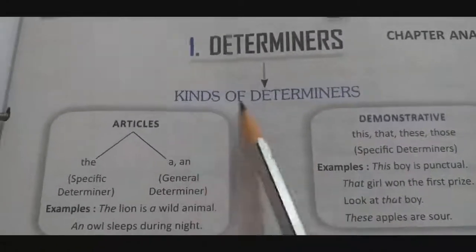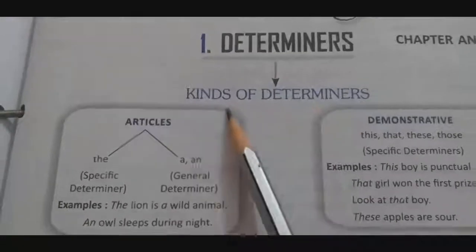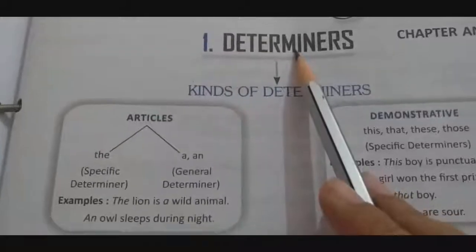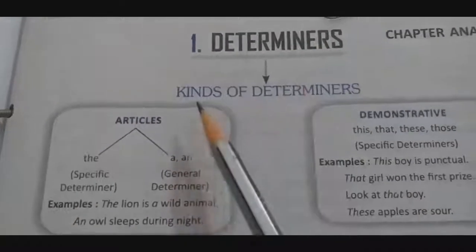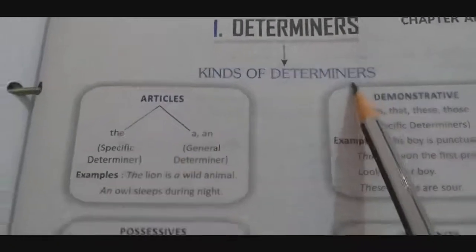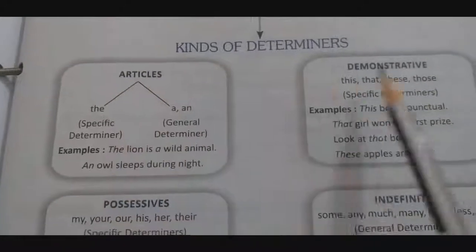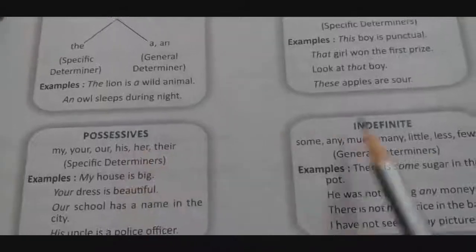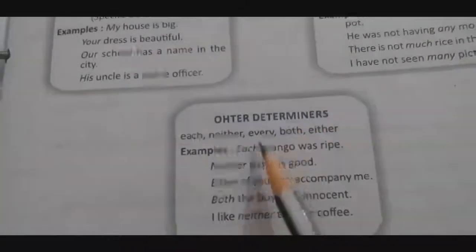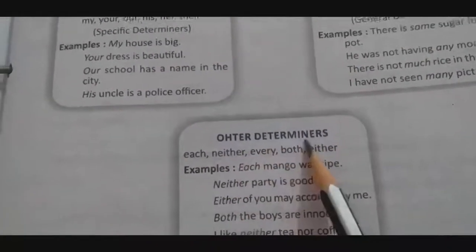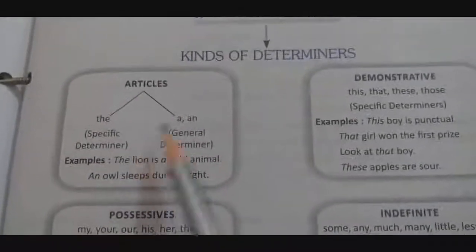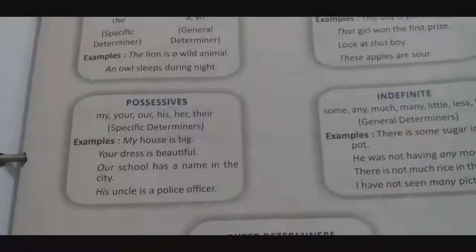Kinds of determinants. When you know the kinds of determinants, you will understand what determinants are. Number 1 is articles. Number 2 demonstrative. Number 3 possessive. Number 4 indefinite. And number 5 other determinants. Now let's have a look at what these kinds of determinants are.